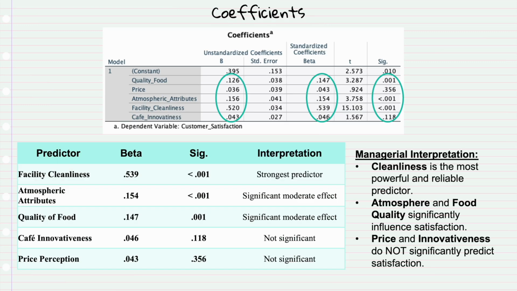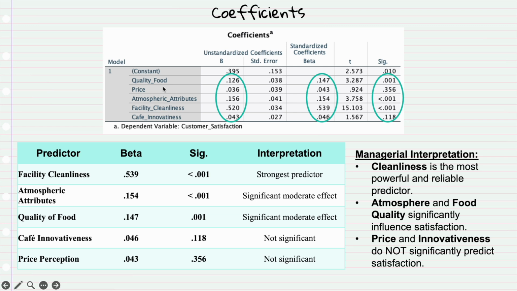Now, this is the most important part, the coefficients table. Let's interpret each predictor. Facility cleanliness. Let's look at the standardized coefficients beta that indicates the strength of the relationship. So for facility cleanliness, 0.539 and a significance value less than 0.001 indicates that this is the strongest predictor of satisfaction. Cleanliness has the biggest influence.